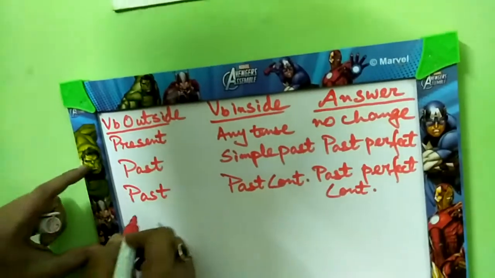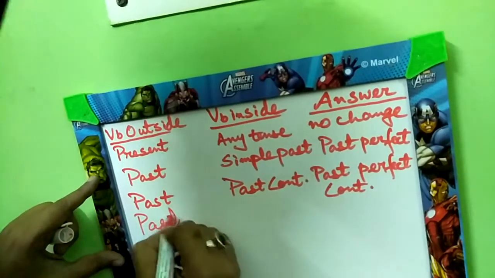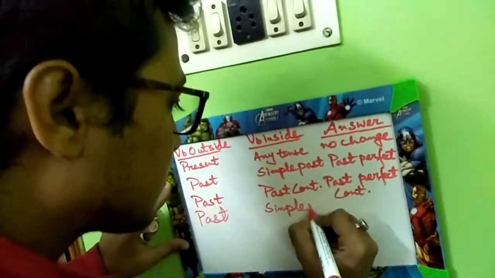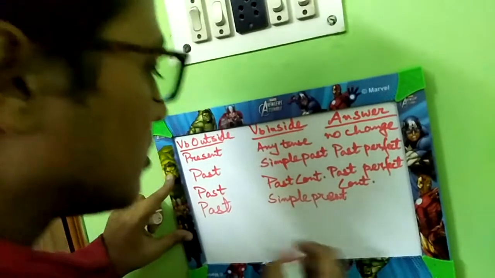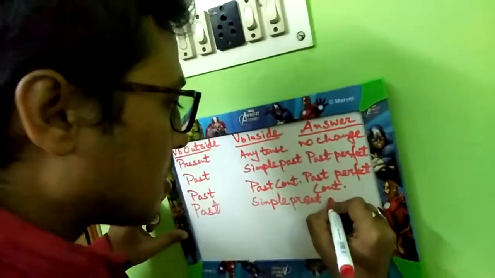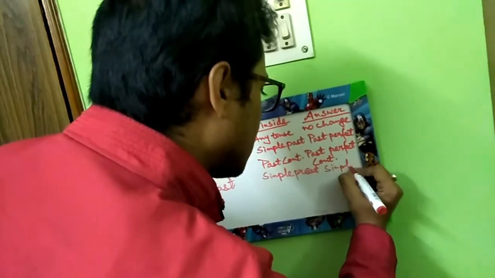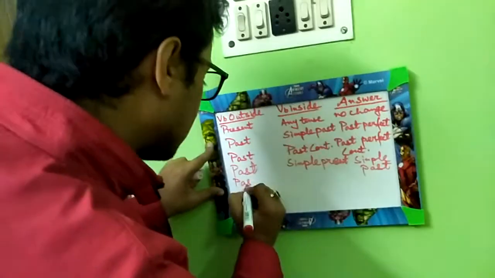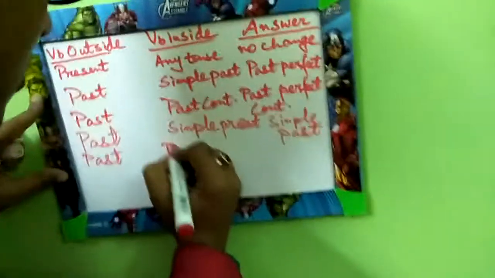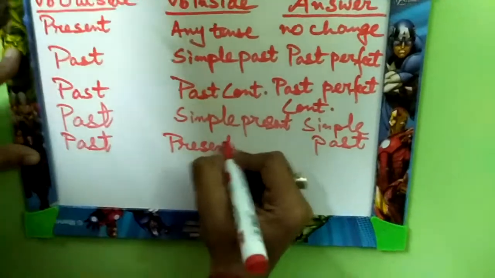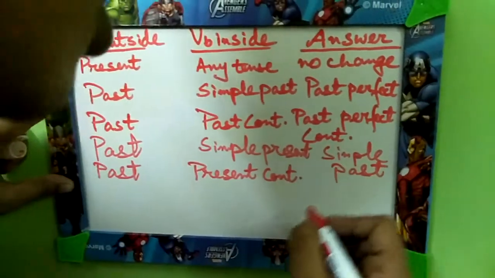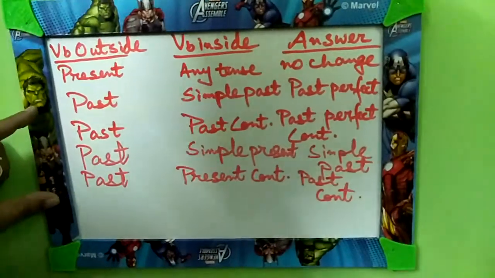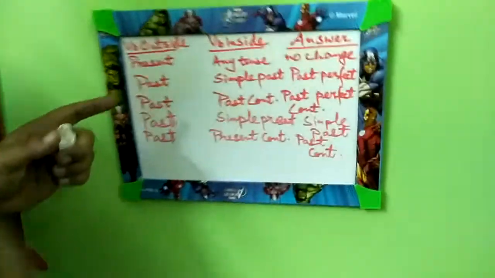Now present tense. If the verb outside is past tense and the verb inside is simple present tense, then the answer will be simple past tense. If the verb outside is past tense and the verb inside is present continuous tense, then the answer will be in past continuous. Once again we revise the formulas of narration, or direct indirect, how to change.